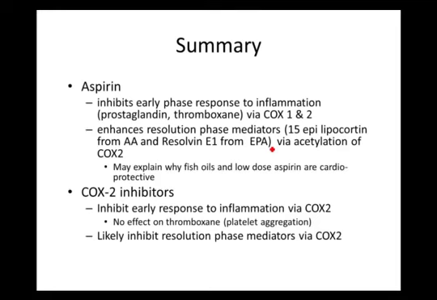Okay. So let's quickly summarize. Aspirin inhibits the early phase response to inflammation, and essentially we're inhibiting the prostaglandin thromboxane activity via COX-1 or 2. And then we've also shown that it enhances the resolution phase. The resolution phase of inflammation is your anti-inflammatory cascade, and that's the mechanism of the 15-epi-lipoxin from arachidonic acid. The COX-2 inhibitors essentially inhibit the early response to inflammation via COX-2, and they have essentially no thromboxane activity. We saw that in the cartoon. Okay.